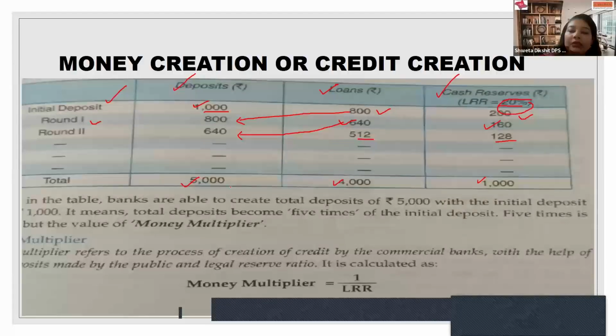And then write the final amount. So how do you calculate the final amount? You calculate the final amount with the help of this formula. This is called the money multiplier. This is a very important formula: money multiplier is equal to 1 upon LRR.